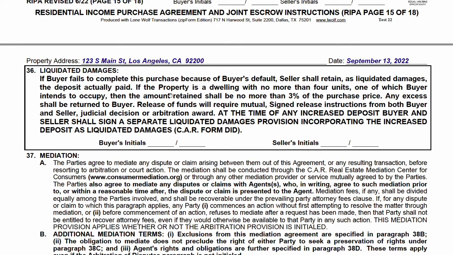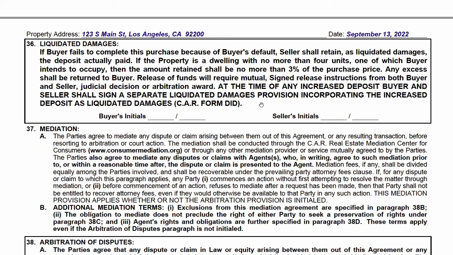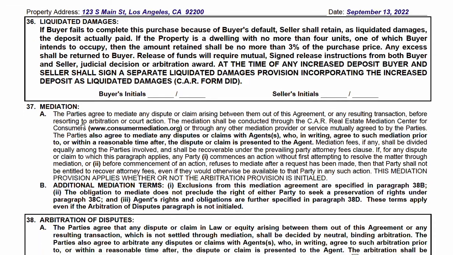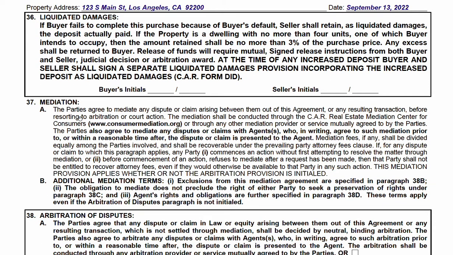Okay. Liquidated damages. Buyer's going to initial. This is where the deposit gets retained if the buyer defaults, meaning all contingencies are removed and the buyer doesn't close. The buyer can't close. Now, if there are contingencies, almost always that buyer's deposit's safe. And it shall be no more than 3%. Sometimes people make unusually high earnest money deposits. It doesn't matter, because if the seller can only keep 3%, it's irrelevant. It's just foolish to do that.